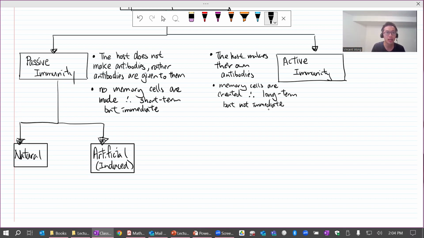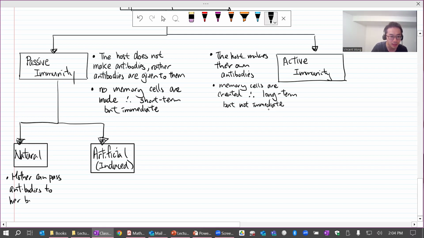So who can we get antibodies from naturally? Anybody have any guess? It has to do with something we talked about already, last week maybe. The parents. That's right. You can get it from mom. So a mother can pass antibodies to her baby through the placenta.